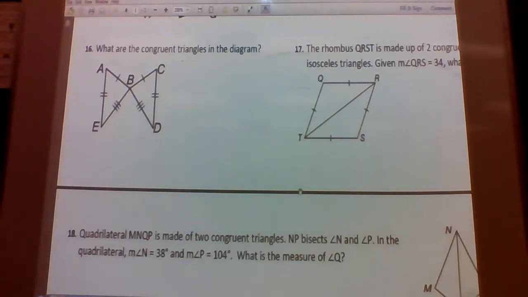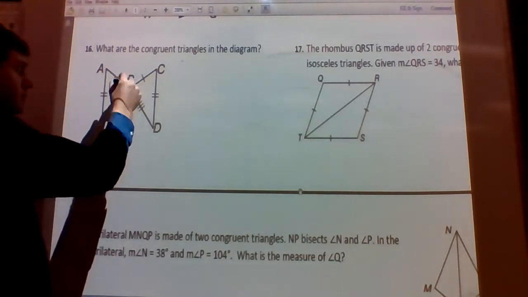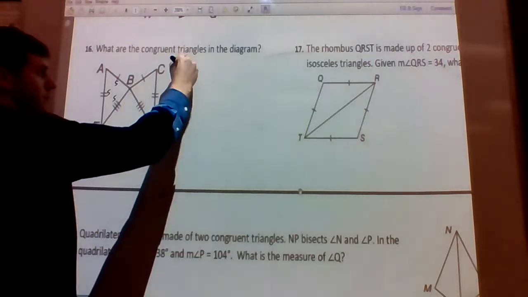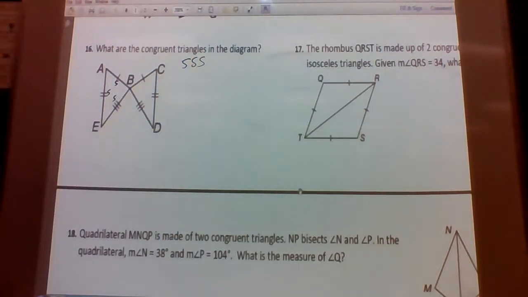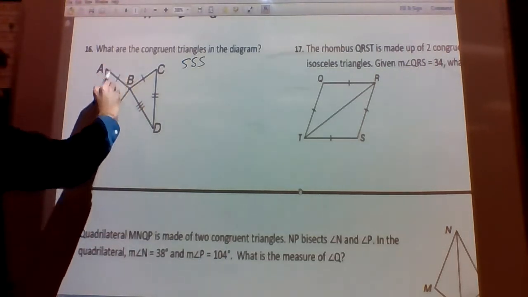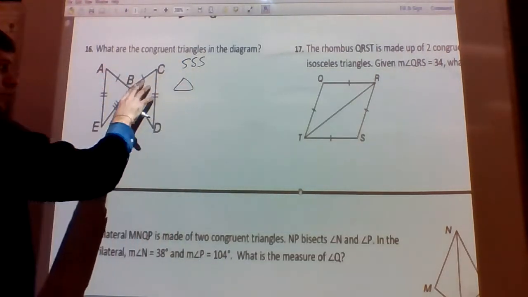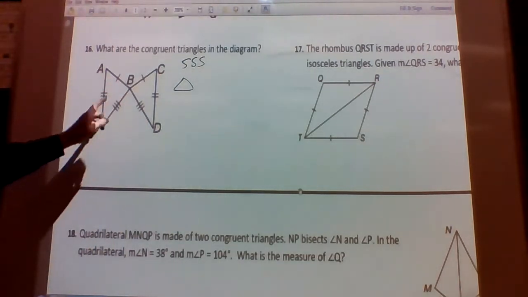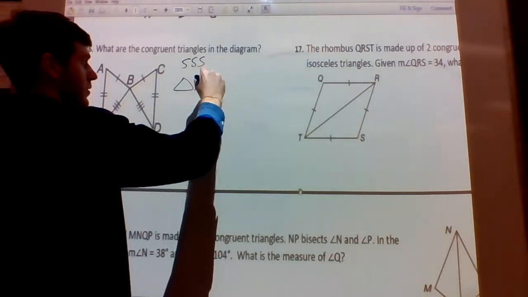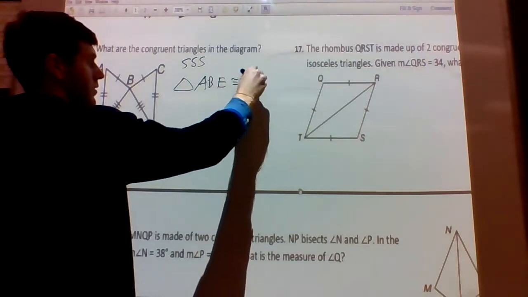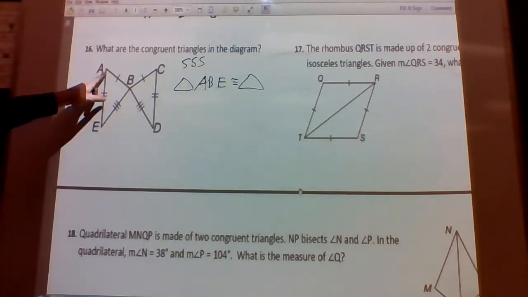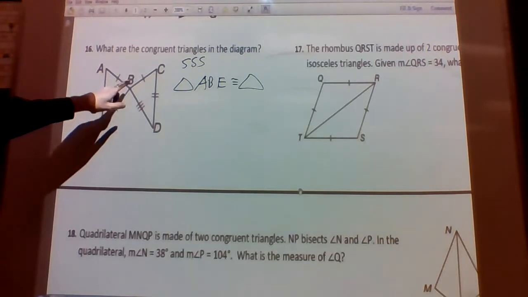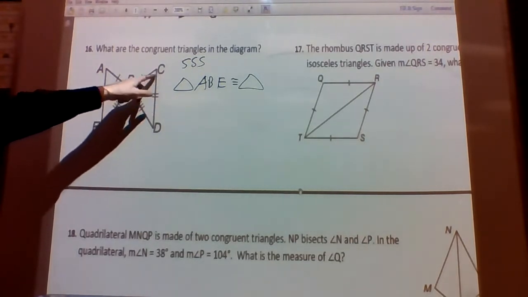What are the congruent triangles in the diagram? So we have side, side, side. By side, side, side, we know the triangles are congruent. So let's name our congruent triangles. Again, let's pick one. ABE. What's the corresponding part to A? So A is between the hash marks 1 and 2. So what's between the hash marks 1 and 2? It's going to be C.